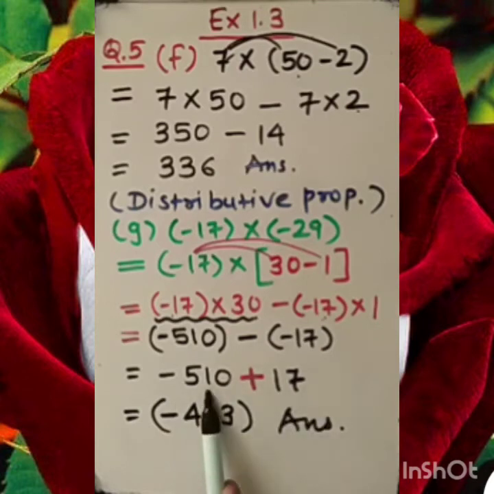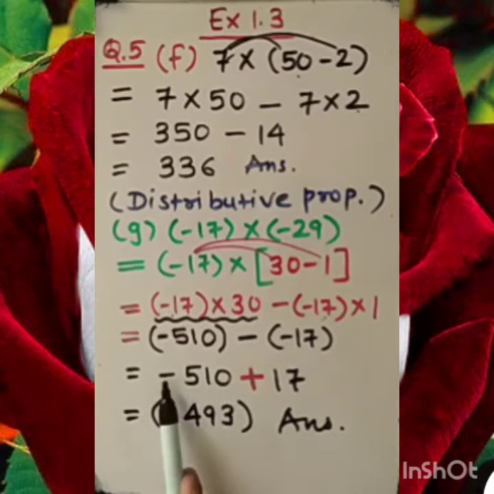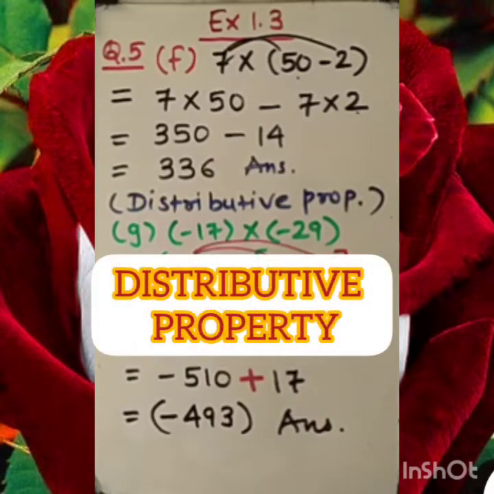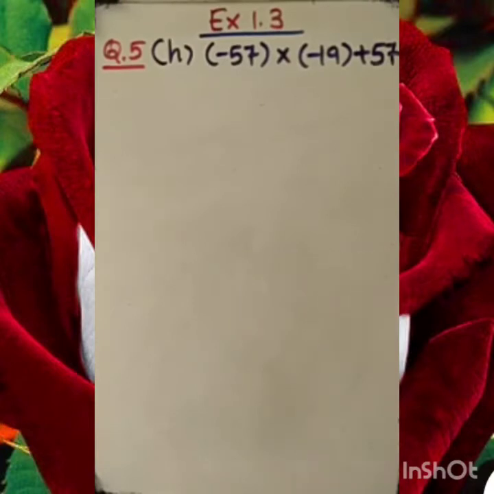So we are subtracting this from this. So we are getting 493. But as we know the big number sign is negative. So we need to mention here it is negative. Clear?